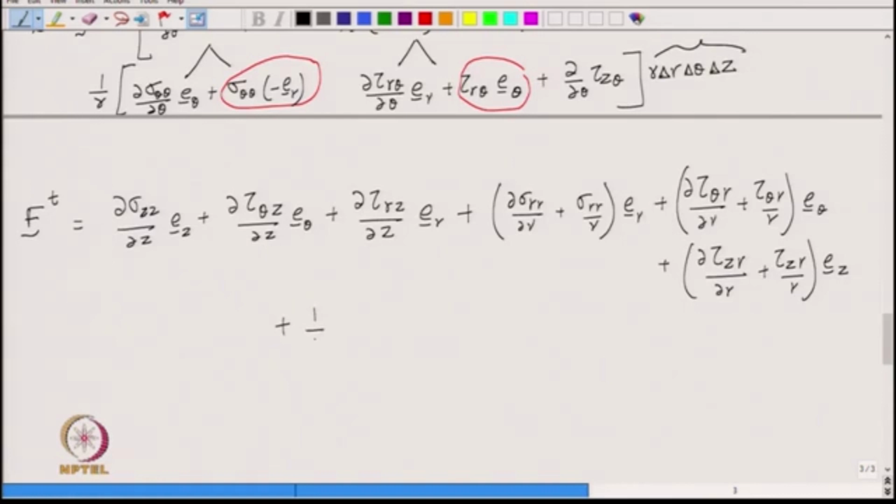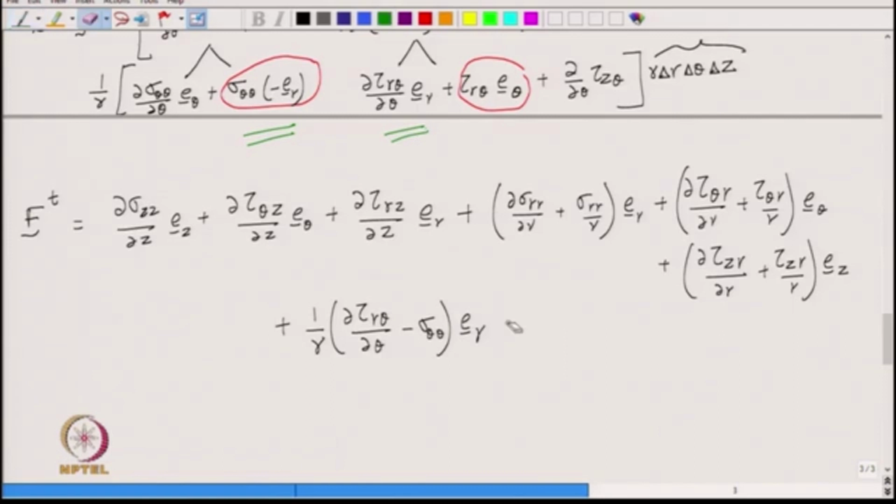plus 1 over r of ∂τ_rθ/∂θ minus σ_θθ, times E_r. So, look at the 5 terms, and what are the components in the E_r direction. In the E_r direction, you see this and this, these two are the components in the E_r direction. So, we simply club them together.